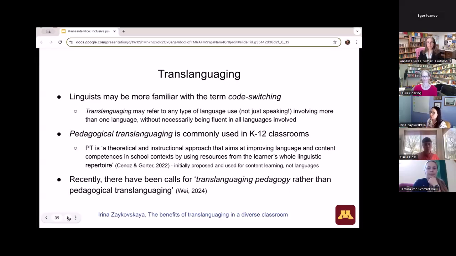Again, that came out not out of language classrooms. It started to be used, and it appeared first in content classrooms and is frequently used in K through 12 classrooms in the United States and probably in some other countries as well. However, recently there have been more calls for replacing pedagogical translanguaging as a specific technique with translanguaging pedagogy, meaning the whole approach of embracing the increasingly multilingual presence in our classrooms and the multilingual composition of our classrooms.